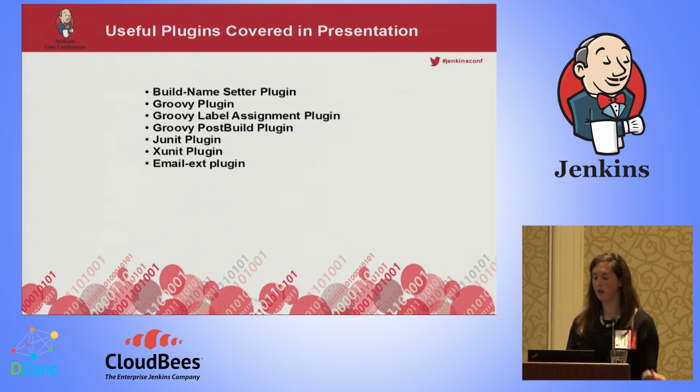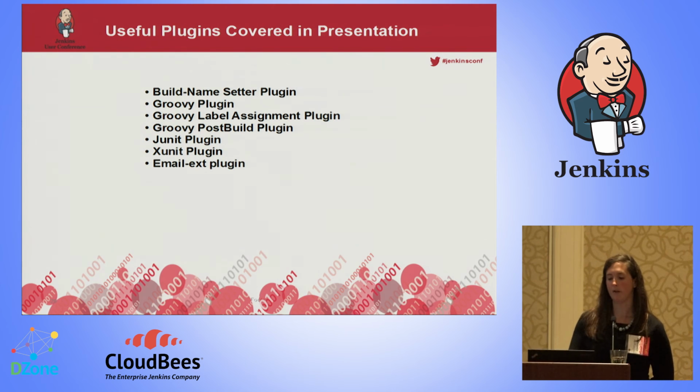So these are some of the useful plugins that we've covered in this presentation that you will need if you want to do any of this fun stuff. The build name setter plugin gives you the ability to set that build name. The Groovy plugin gives you the system Groovy scripts and the regular Groovy scripts. The label assignment plugin, as we saw, toggles which node you want to send it to. The Postbuild plugin allows you to customize that build page. The JUnit, XUnit give you the various test reporting results on basically what ran on that pipeline. And then the email ext plugin gives you that customized email at the end of your job and gives you the ability to run Groovy to create that customized email.